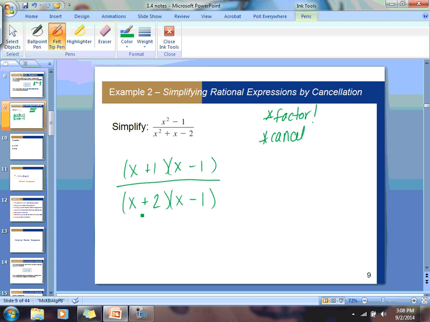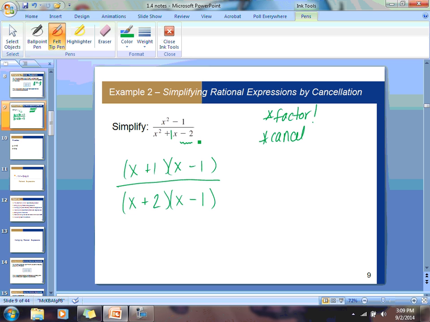So that way, if I checked my outers, I would get a negative 1x. Inners would get me a 2x. Those would add up to the 1x that I had there in the middle. And then if I multiplied the 2 and the negative 1, that would multiply to the negative 2 that I had at the end of my trinomial. Okay, so I did the correct factoring for both of those.